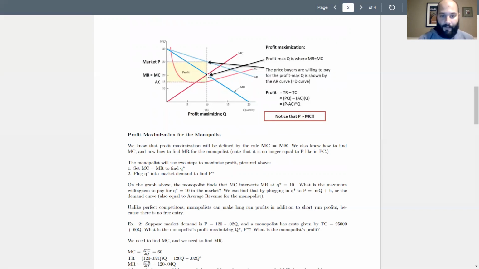So we find MC equals MR, and the monopolist could charge this price. This is the price where their MC equals MR. It looks like it's about 20. But for the monopolist, demand is not the same as marginal revenue. Marginal revenue is twice as steep. For the perfectly competitive market, for the entire market, demand is the same as marginal revenue. And that's the same for the individual perfect competitor.